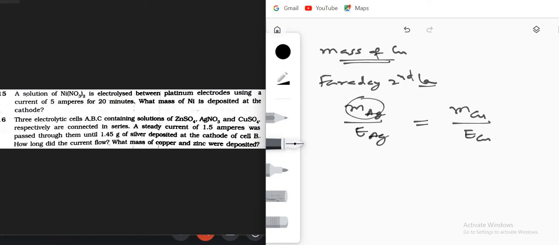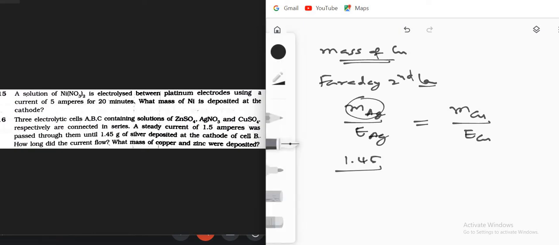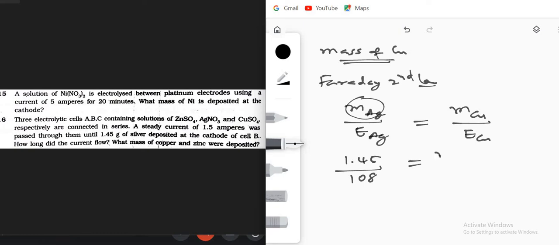Now, what mass of silver deposited? It is given 1.45 gram. Equivalent mass of silver is 108. We need to find out mass of copper deposited. Equivalent mass of copper. Copper is actually present as copper sulfate in the container C. So copper sulfate contains cupric ion. Cupric ion gains 2 electrons and become copper. So to get equivalent mass of copper, take the atomic mass and divide the value by 2.